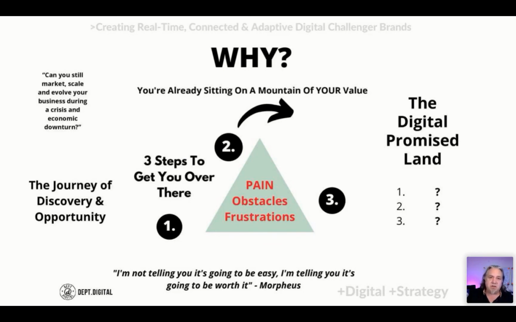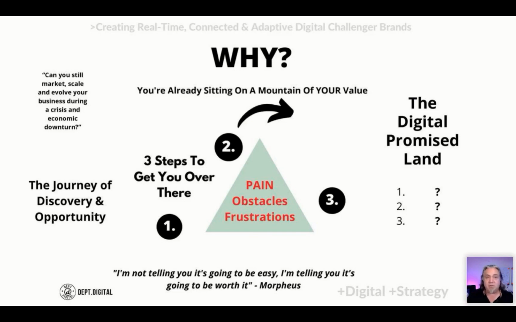We're not saying that you need to recreate everything. You don't have to redesign the wheel, or reinvent the wheel, whatever you want to call it. You already have a lot of value within you and within your business. It's just a matter of pulling that out, extracting that value, and presenting it in a way that your audience can understand how you do that. And I call it a journey of discovery and opportunity.